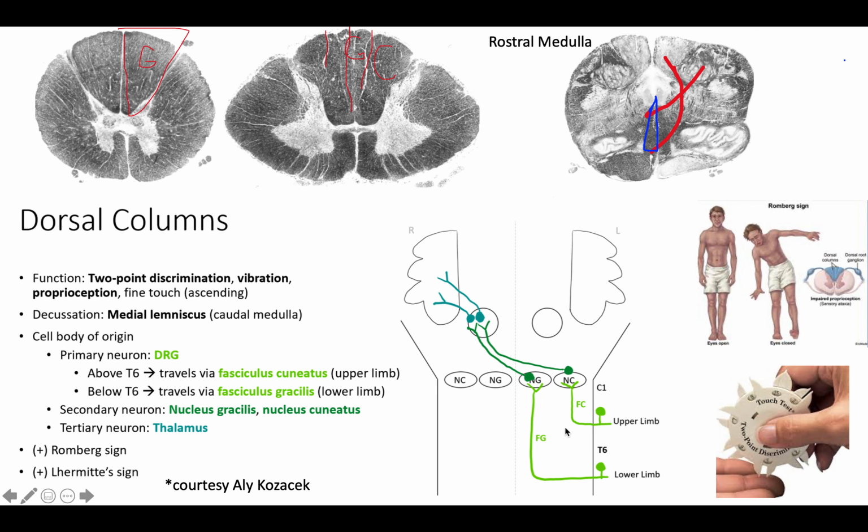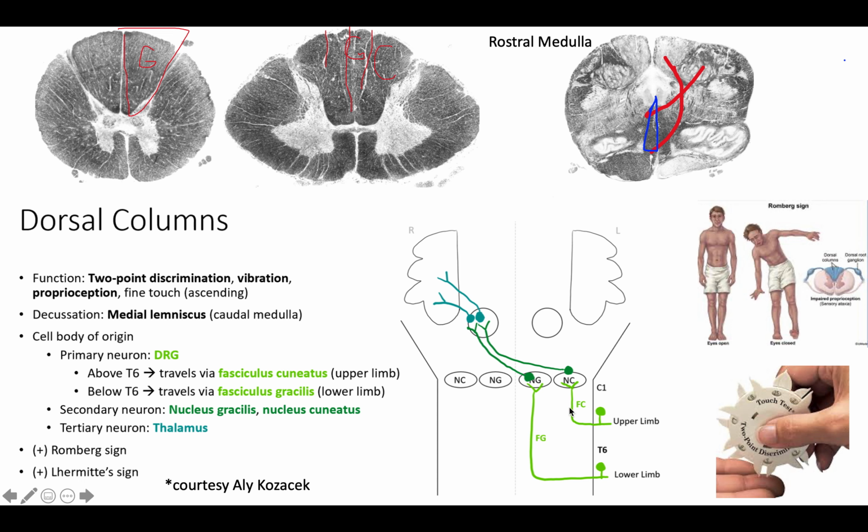Once it crosses over, it's going to continue ascending all the way to the thalamus. So if you're following, since this is an afferent, the cell body of origin for the first neuron is going to be in the dorsal root ganglion. Then the next cell body, where it synapses in the nucleus, is going to be the second cell body of origin. So you have your nucleus cuneatus and nucleus gracilis. Then they cross over and are going to meet the cell body of origin for the third and final nerve in the thalamus.